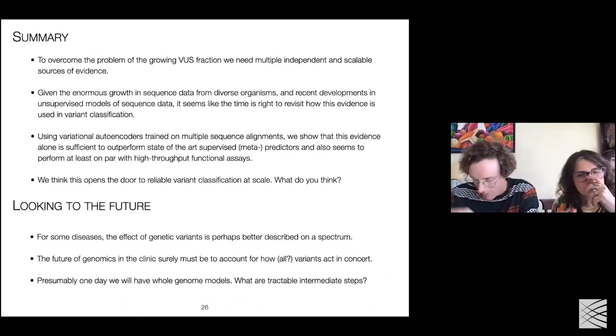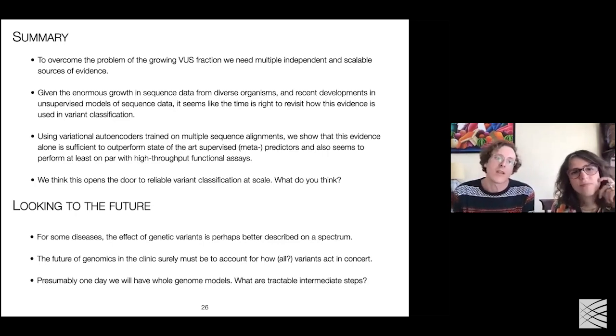So yeah, that basically brings us to the end of the talk. So to summarize, the big problem that we're trying to solve here is one small step in the goals of clinically actionable, using genomics in the clinic. In particular, the problem of variants of uncertain significance. So this huge fraction of variants for which there's no interpretation that seems to be growing ever more as sequencing becomes more widespread.